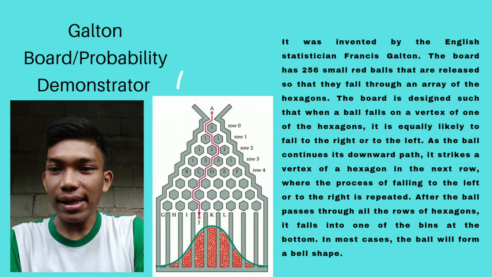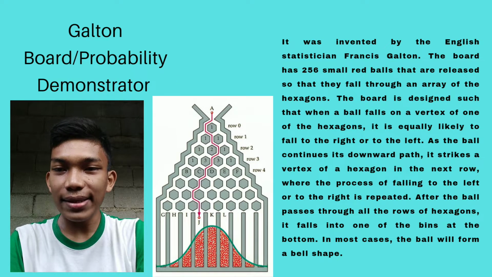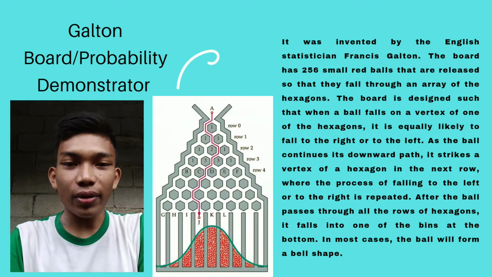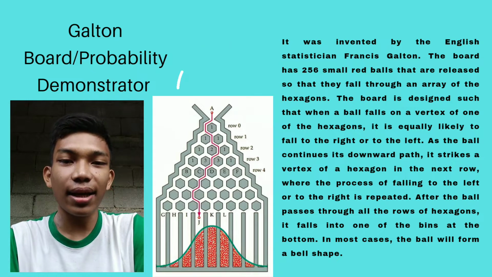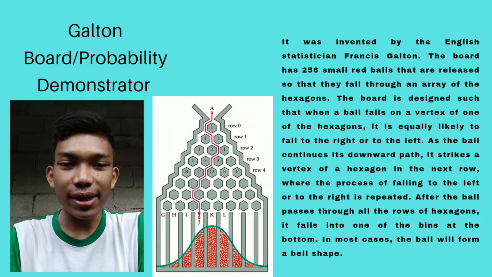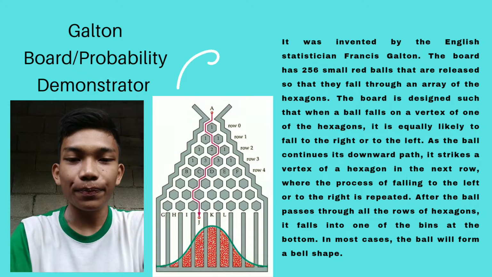After the ball passes through all the rows of hexagons, it falls into one of the bins at the bottom. In most cases, the balls will form a bell shape. So kung nakikita nyo dyan sa figure, yung parang mga bin na yan is dyan na nahuhulog yung mga balls. So in most cases, it will form into a bell shape or also called a normal distribution.